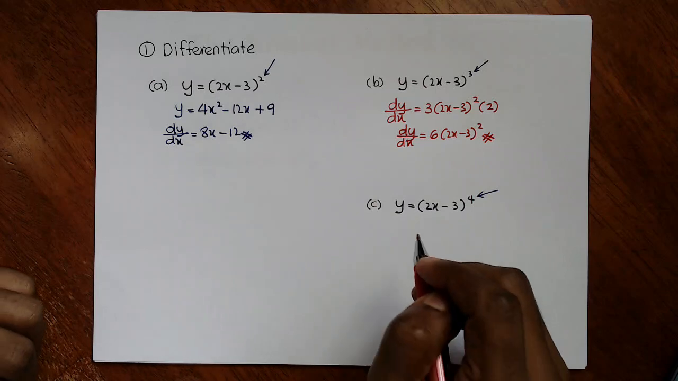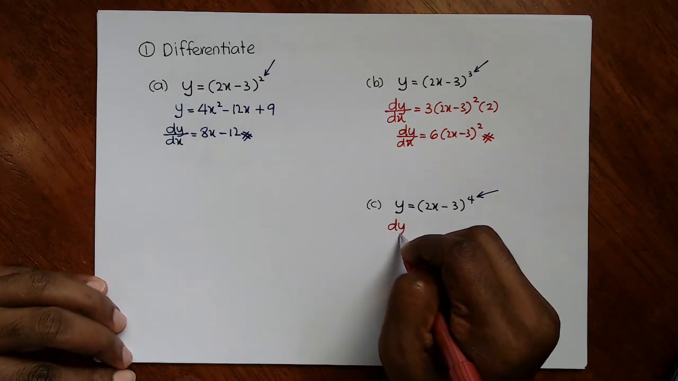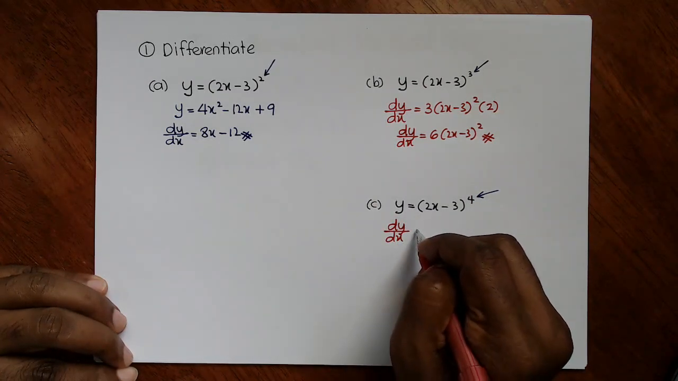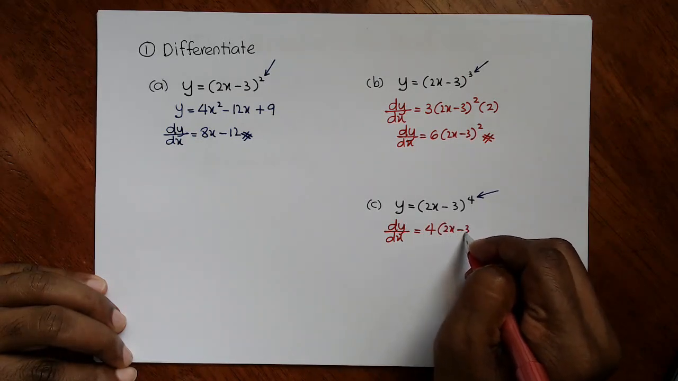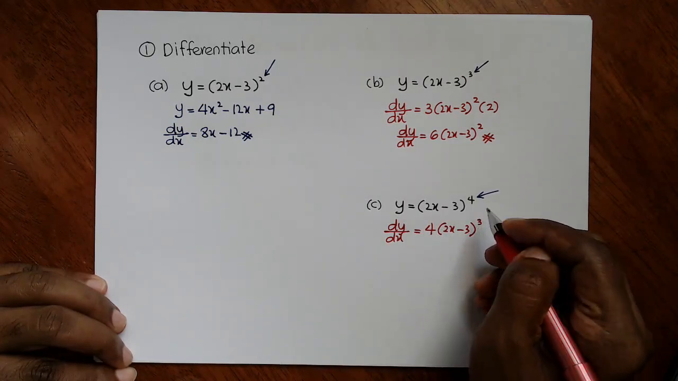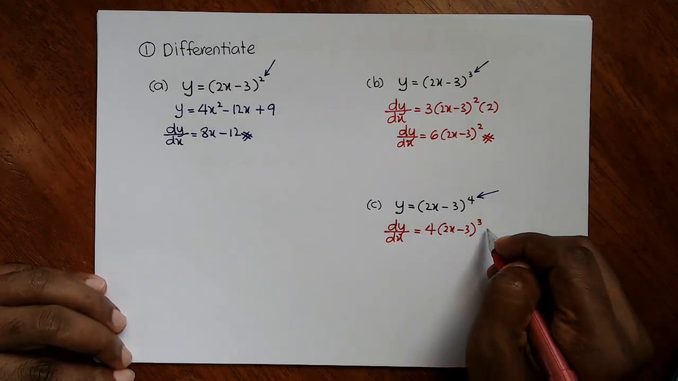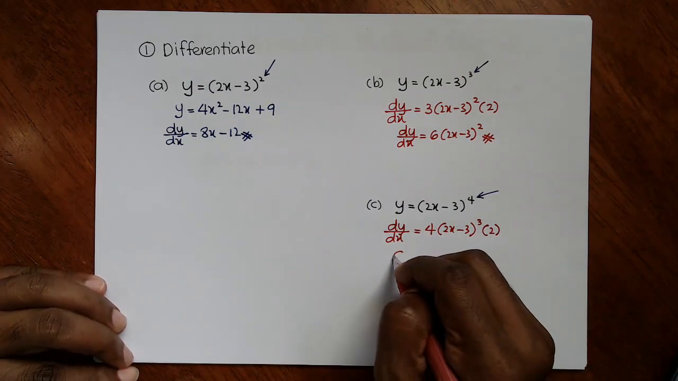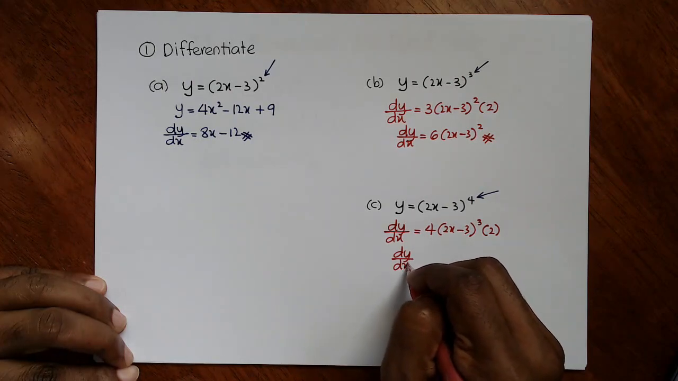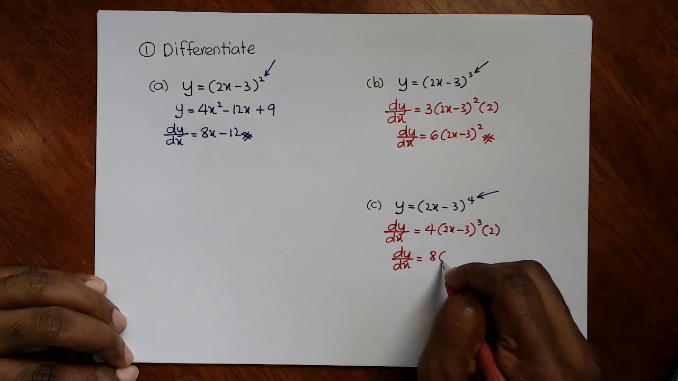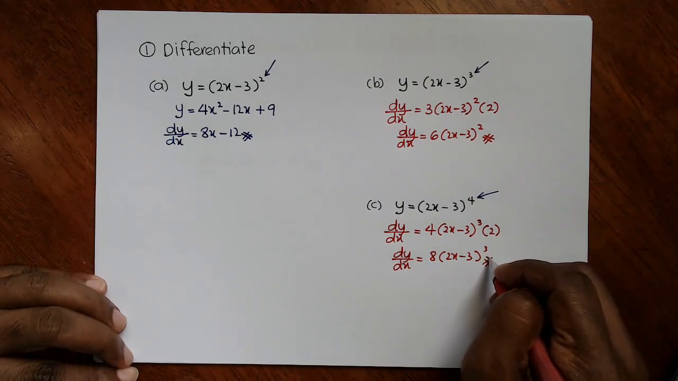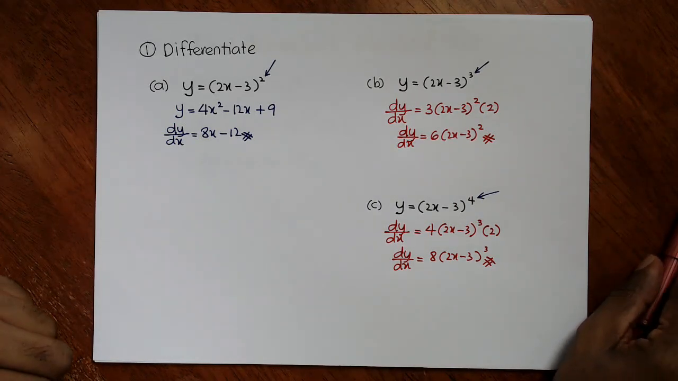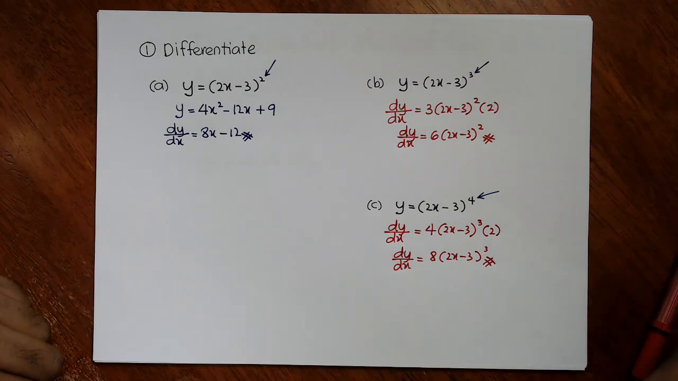This one, dy/dx will be 4 in bracket (2x minus 3) to the power of 3, because you minus 1, differentiate the inside, you get 2 again. So what you get is dy/dx equals to 8(2x minus 3) to the power of 3. You don't have to expand, guys. If you don't want to, you don't have to expand, right? So can we actually use the bracket method for this one? Of course we can, right?